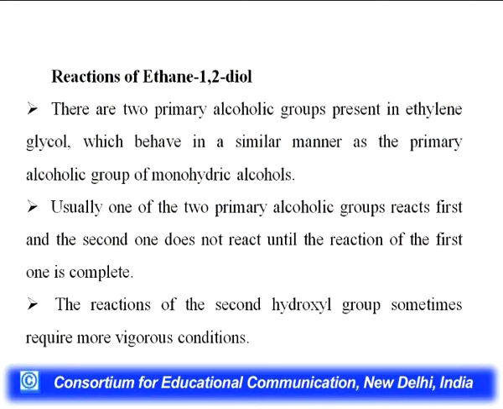Now, the reactions of ethane 1,2-diol. There are two primary alcoholic groups present in ethylene glycol which behave in a similar manner as the primary alcoholic group of monohydric alcohols. Usually, one of the primary alcoholic groups reacts first and the second one does not react until the reaction of the first one is complete. So, the reactions of the second hydroxyl group sometimes require more vigorous conditions.